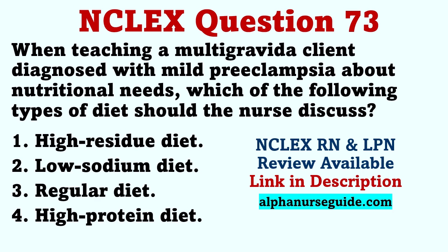The correct answer is 3. For clients with mild preeclampsia, a regular diet with ample protein and calories is recommended. If the client experiences constipation, she should increase the fiber in her diet, such as by eating raw fruits and vegetables, and increase fluid intake. A high residue diet is not a nutritional need in preeclampsia. Sodium and fluid intake should not be restricted or increased. A high protein diet is unnecessary.